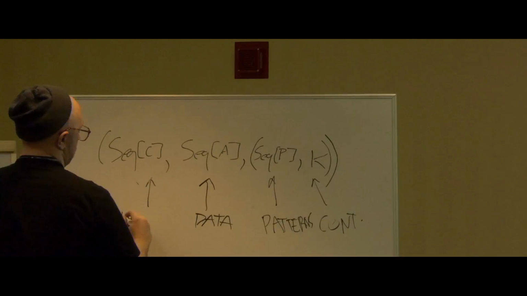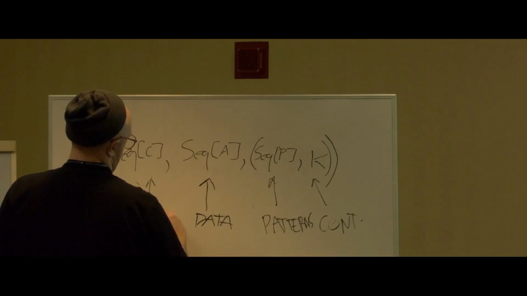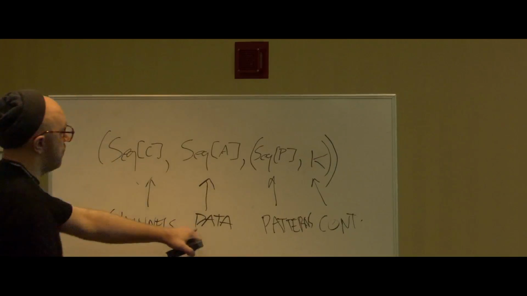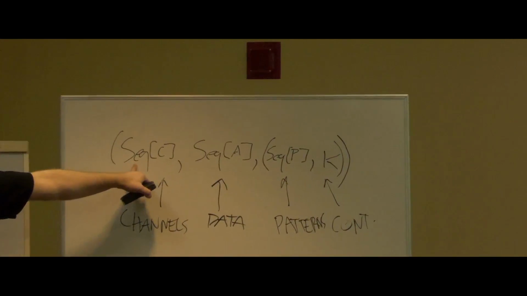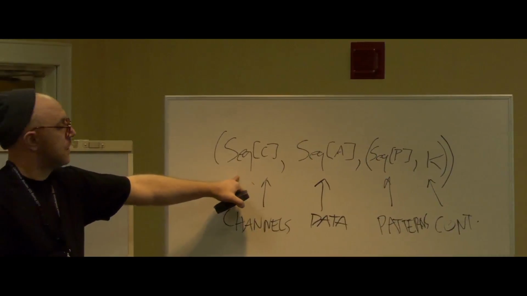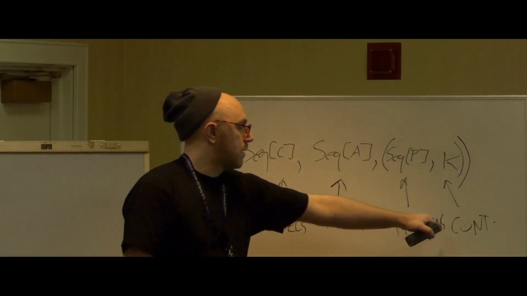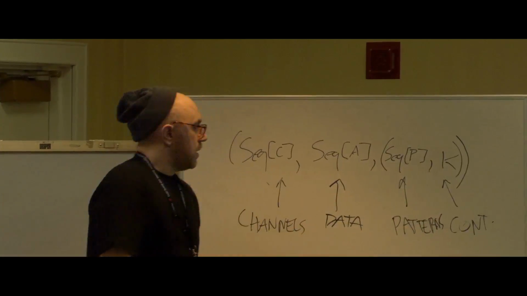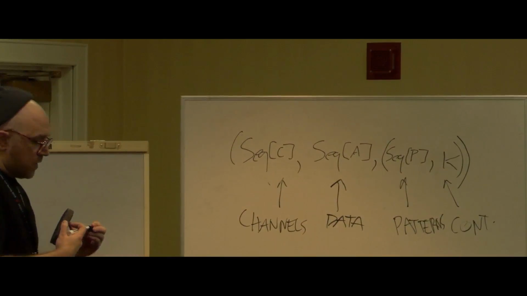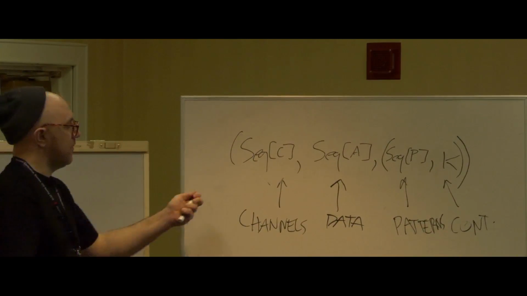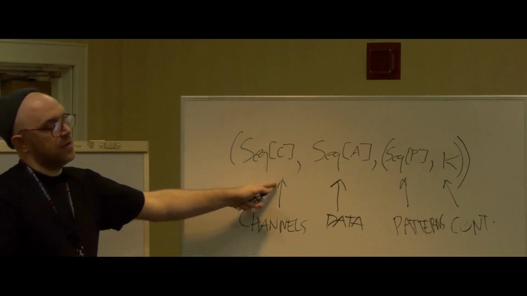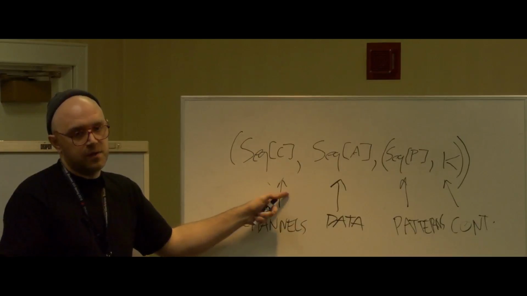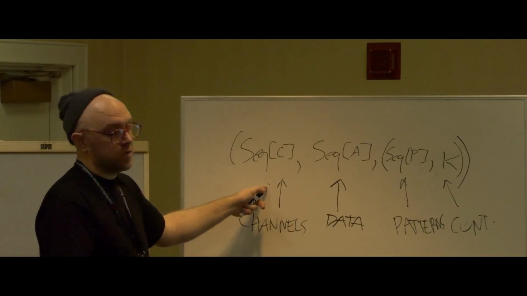So channels. When you're putting a piece of data in, this is always a singleton list in the way it gets stored, right? Singleton sequence. When you're putting patterns, when you're putting continuations in, if you're going to have a join in RowLang syntax, you're going to have multiple channels. So that's why we have a seq here as well.